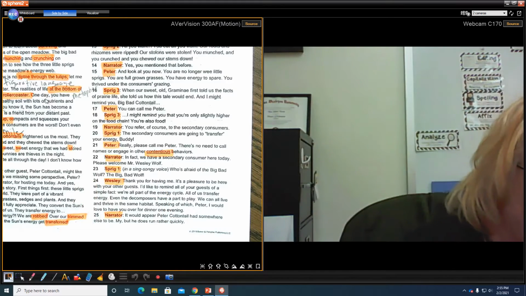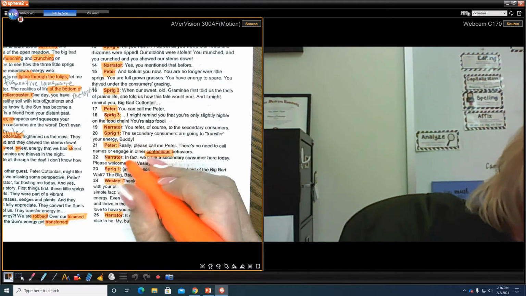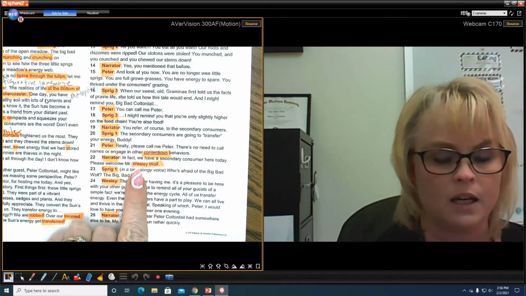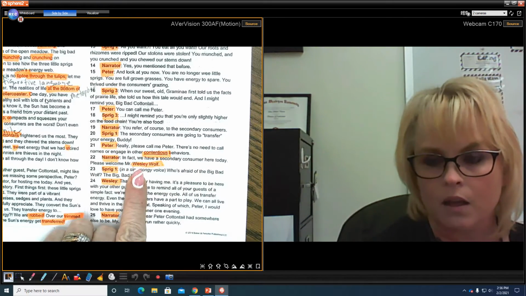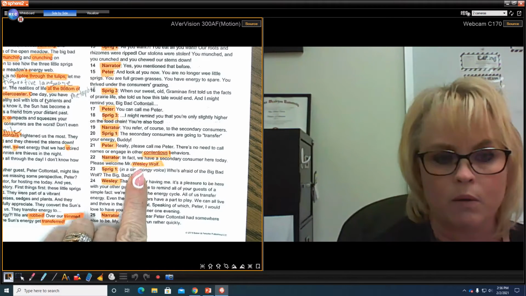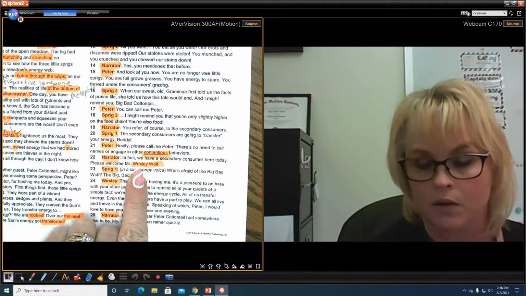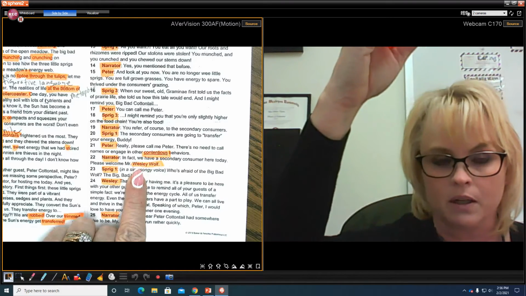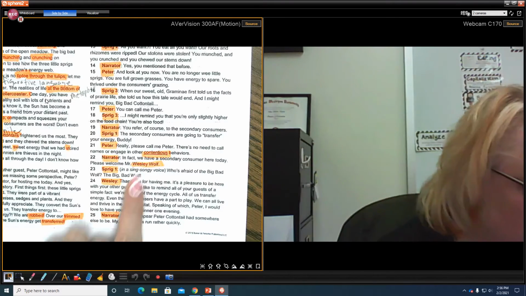Okay, we have more alliteration. Wesley Wolf, two words that start with the same thing. And what do you think? In the food chain, where would the wolf be compared to Peter Cottontail? Yes, he would be above him, correct? Right, because a wolf would eat a rabbit.